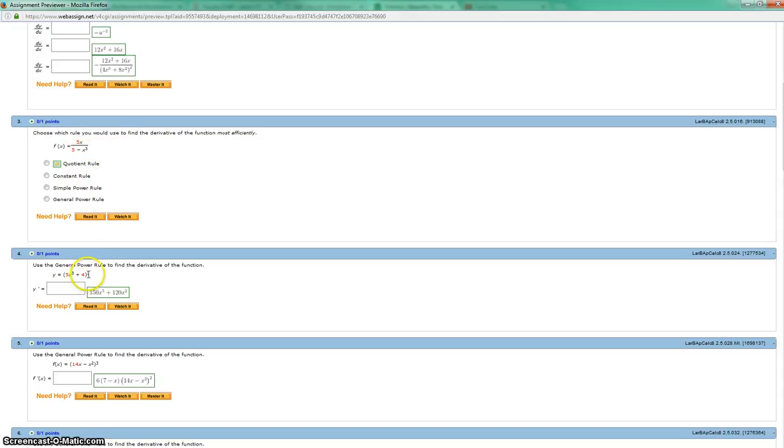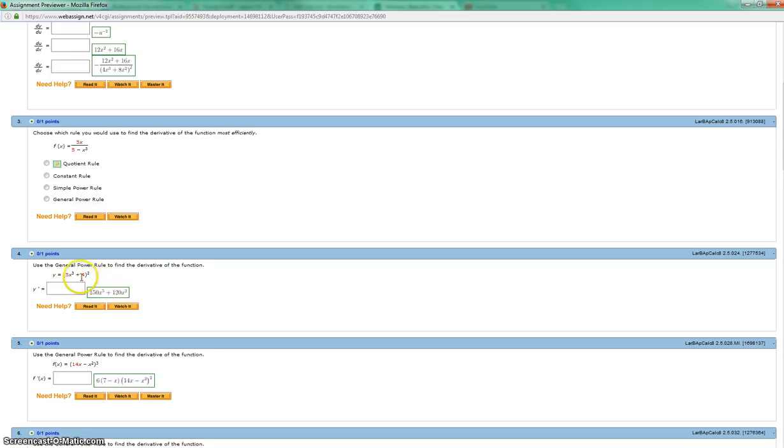Number 4, now it's a squared, so we could FOIL it out, distribute. But if this was to the sixth power, would you want to distribute that out? And the answer is no, you would not. And so this is where the substitution rule comes in, the chain rule.